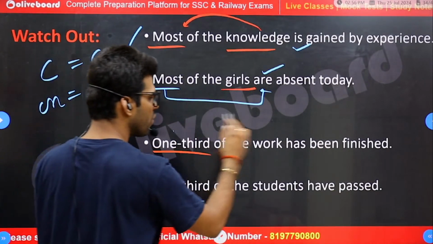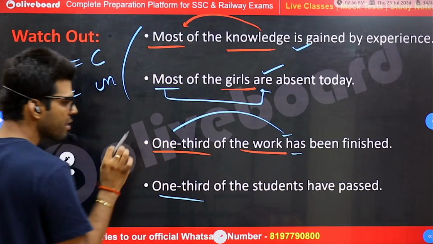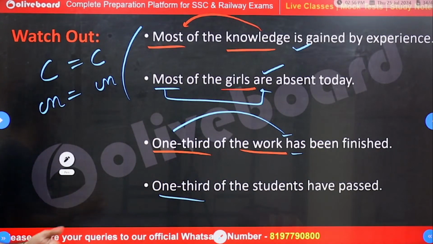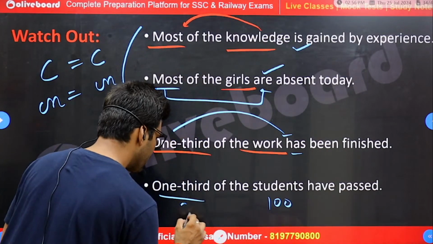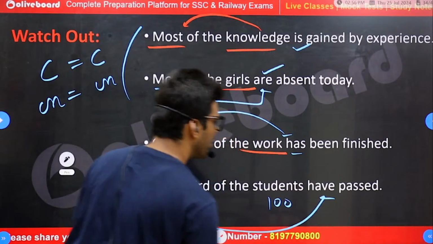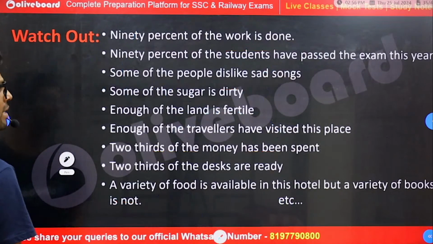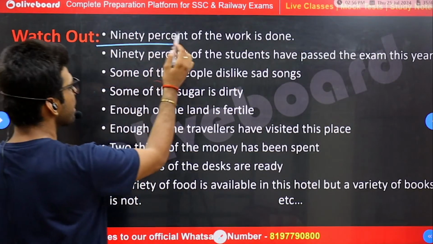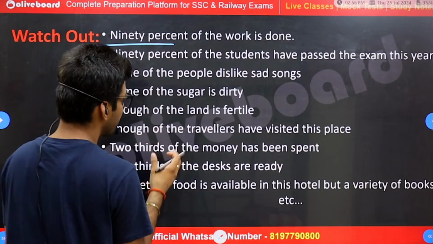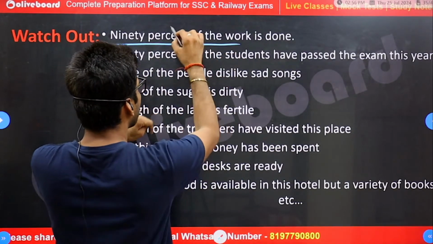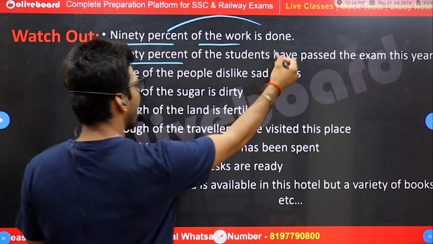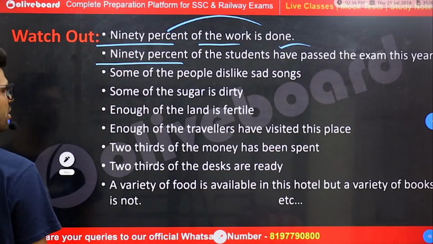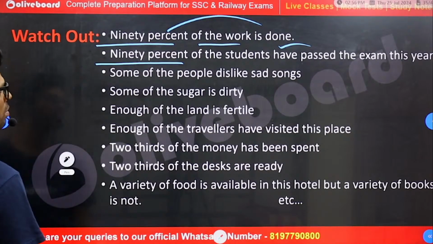Say, 1/3 of the work has been done. Work is uncountable and singular here. 1/3 of that will still be uncountable. But students are countable, say 100 are there, and if you take 1/3 into consideration, only 33 will be plural. Many such subjects. Say 90%, is this the subject? Yes, this is the subject. 90% of the work is done. Once again, singular. But 90% of the students have passed the examination. Fractions of countable, countable; fractions of uncountable, uncountable.